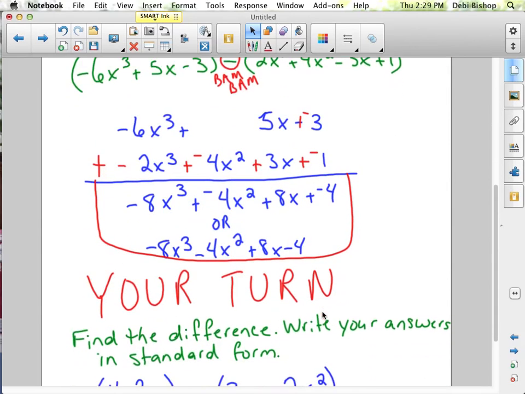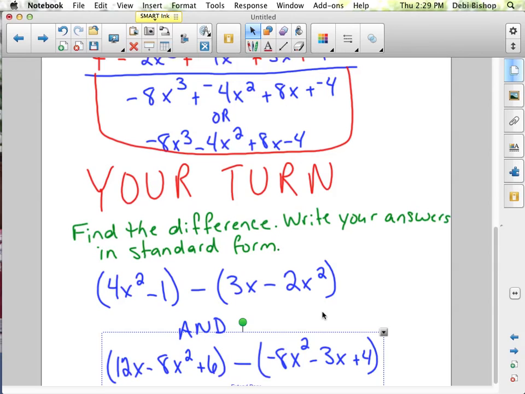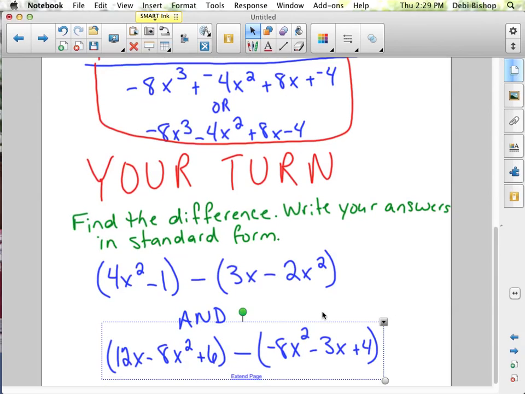So now your turn. Make sure you find the difference of the next two problems and write your answer in standard form. So again, write them both. Don't forget to distribute your negative to every part inside the parentheses after the negative sign. So pause it, write these out, solve them, and we'll go from there.